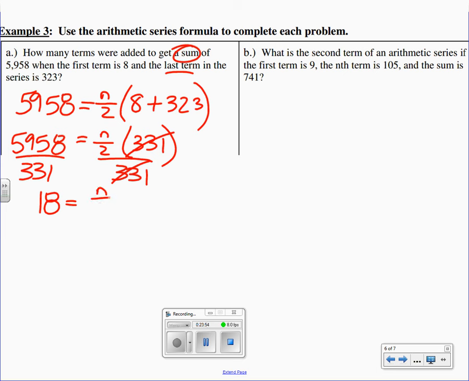18. Okay. I'm still trying to get n by itself. What's still with n? A 2. And it's dividing by 2. So what's the opposite of dividing by 2? Multiply by 2.